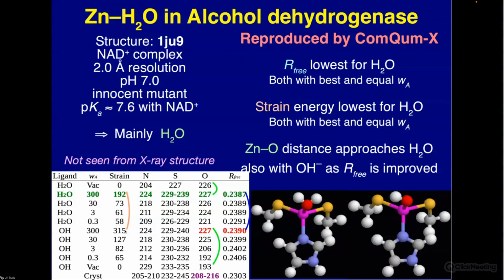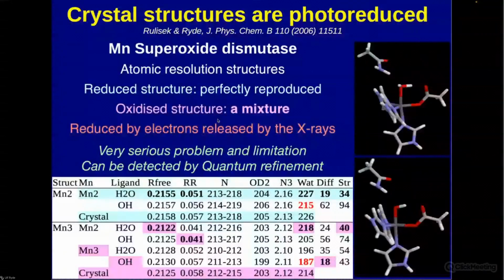But then we tried to do this also with another protein, which is manganese superoxide dismutase. It contains a manganese ion bound to three histidine ligands and one aspartate group, and then there is a solvent molecule. This enzyme can either be in the oxidized manganese 3 state or the reduced manganese 2 state. And it was believed that manganese 3 would give an OH ion, whereas manganese 2 would give a water molecule. And we started from two crystal structures, one reduced and one oxidized.